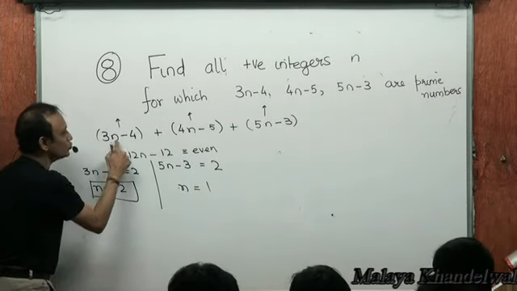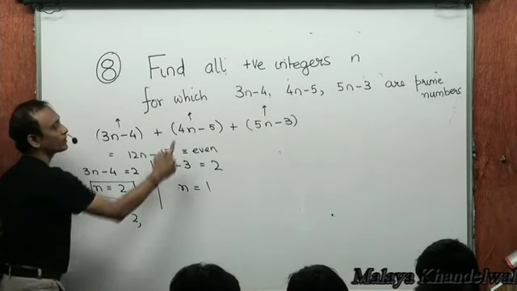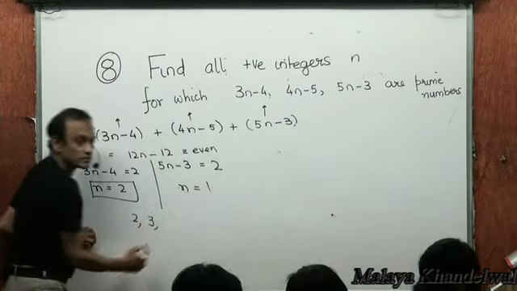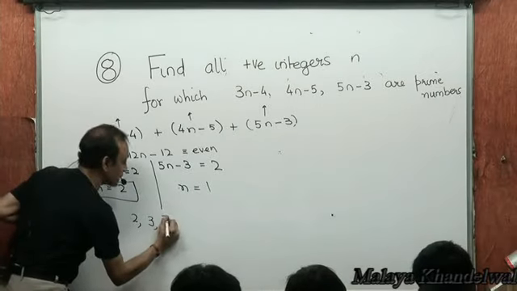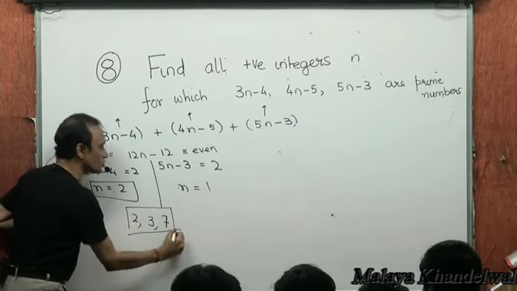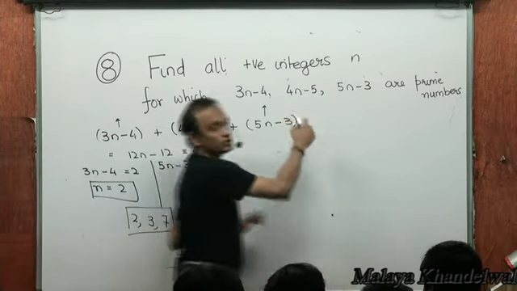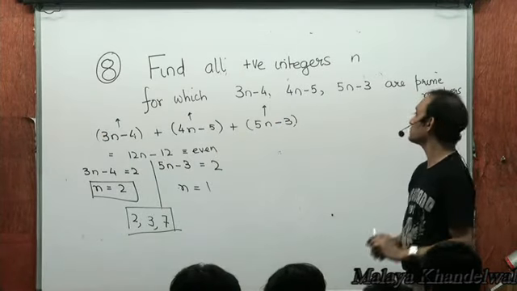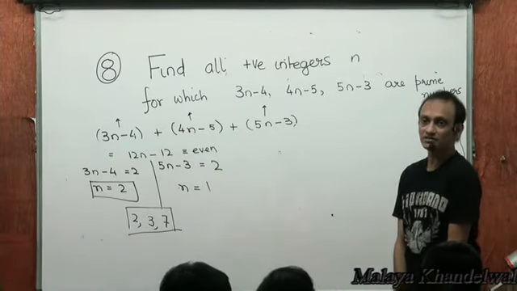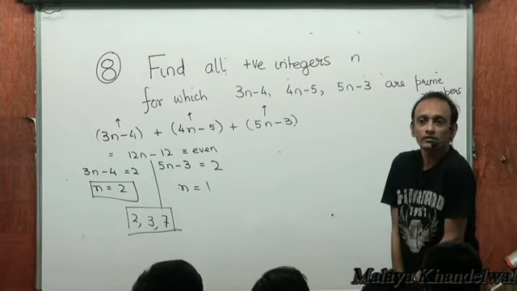For n equal to 2, this will become 2, this will become 3, and this will become 7, which are prime numbers. Yes or no? So n equal to 2 is the only solution, and these prime numbers would be 2, 3 and 7. So there is uniqueness established. There is no other value of n.